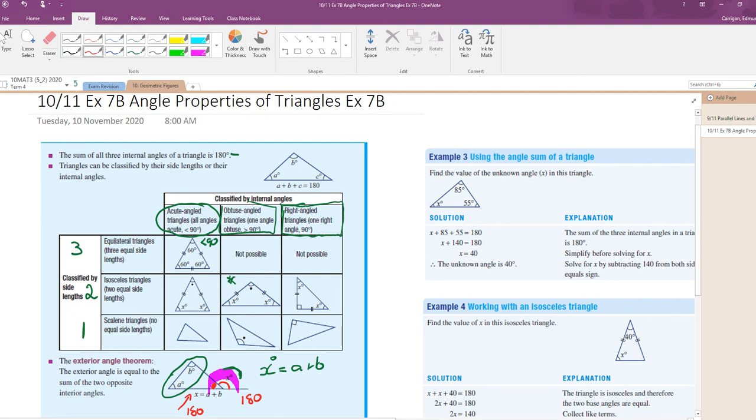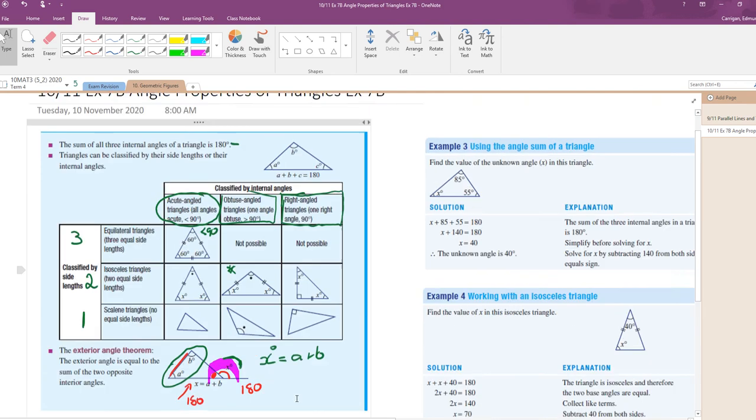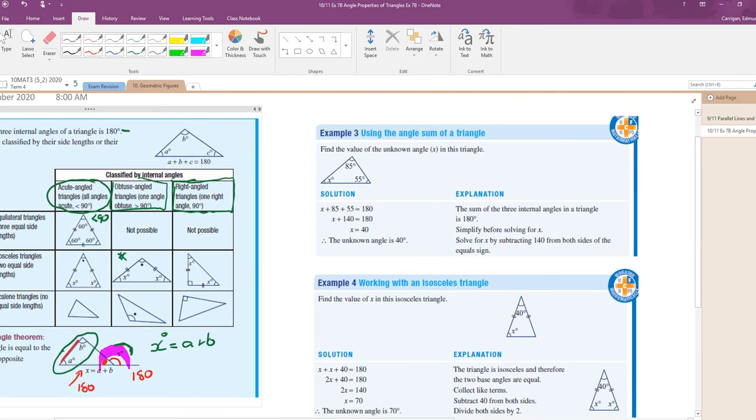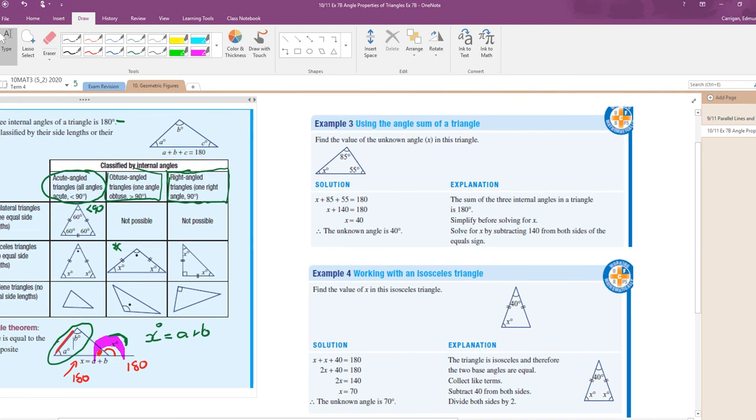They've got 180 degrees in a straight line, and this angle next to here is the other half of the angle that goes in a straight line. The angle inside the triangle is 180, therefore these two here are equal to this one out here. Let's have a look at a few problems. Using the angle sum of a triangle, find the value of the unknown angle.